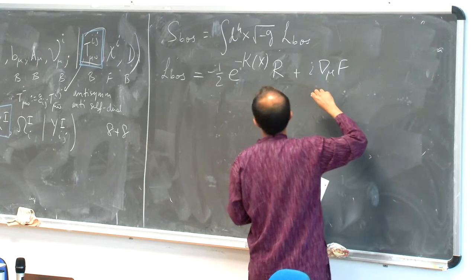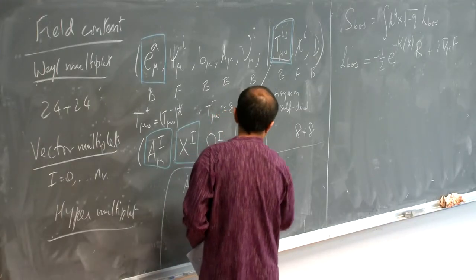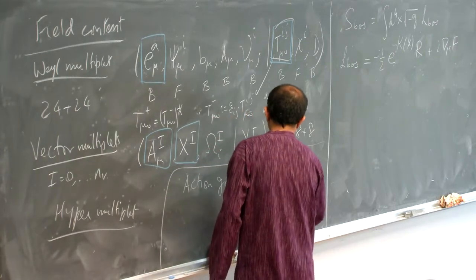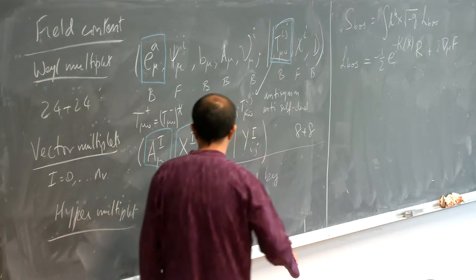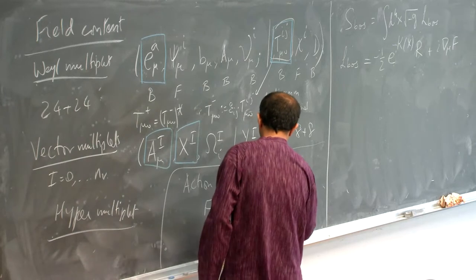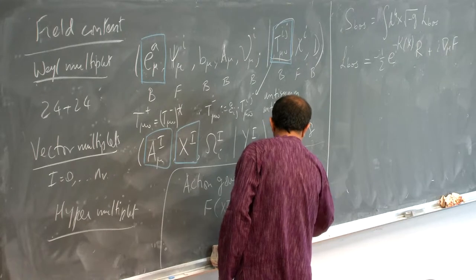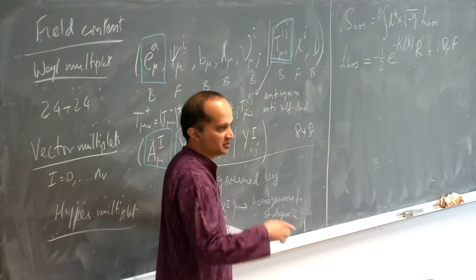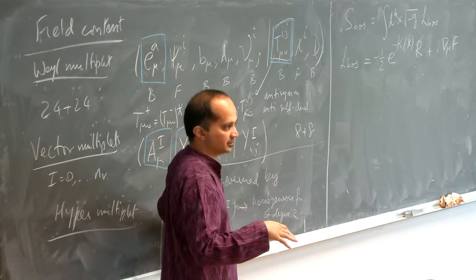So first, let me say somewhere here. See, the action that I'll write here at two derivative level is completely governed by what is called the holomorphic prepotential, by one function of xi. And this is a homogeneous function of degree 2. What that means is that it should scale. If all the xi scale, if you take xi goes to lambda xi, the function should go to lambda squared times F. That's all it means.